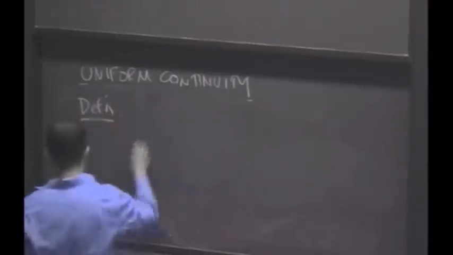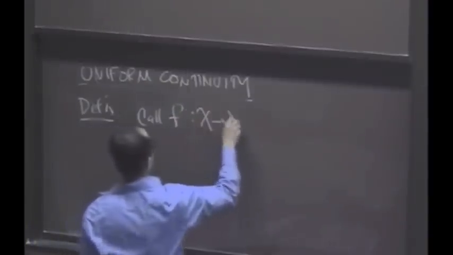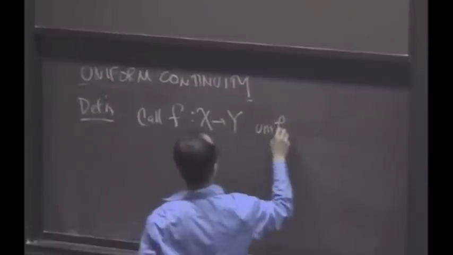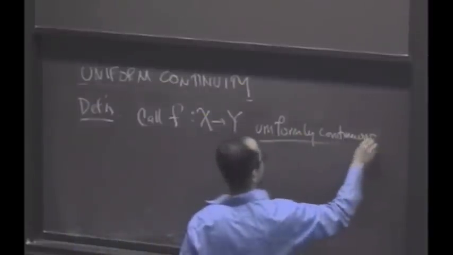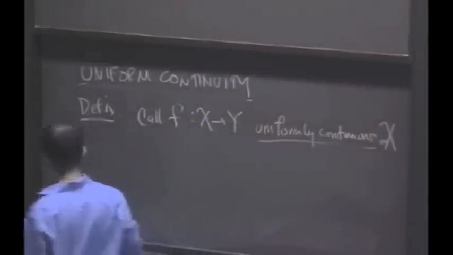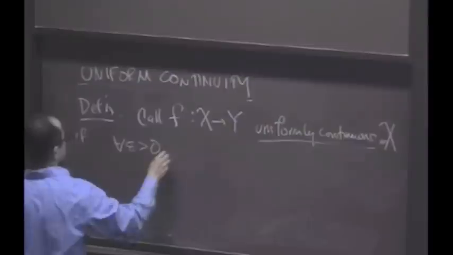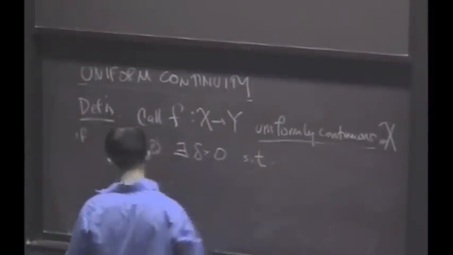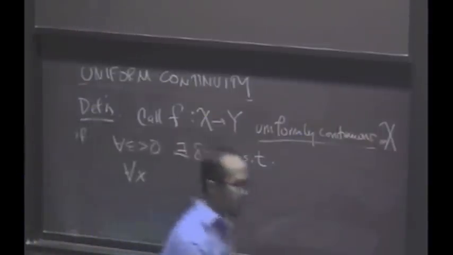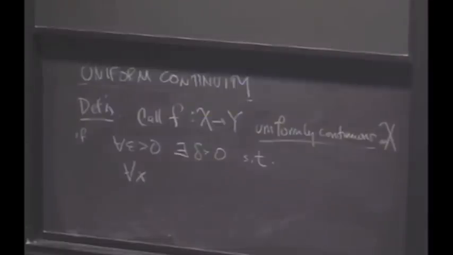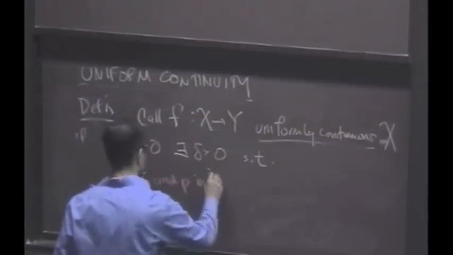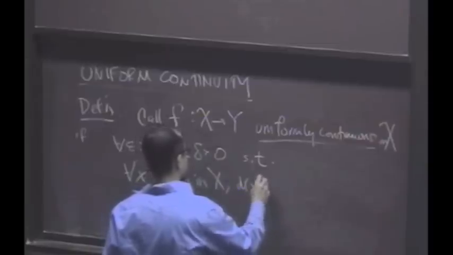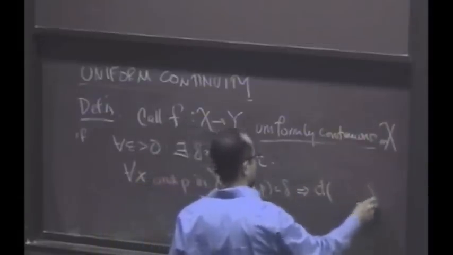So the definition of uniform continuity is, let's call a function from a metric space X to a metric space Y uniformly continuous on X if for all epsilon bigger than 0, there exists a delta bigger than 0 such that for all x, and the important thing is that not only is this true for all x, but it's also true for all p, any point p you want in X, that if the distance between x and p is less than delta, that implies the distance between f(x) and f(p) is less than epsilon.